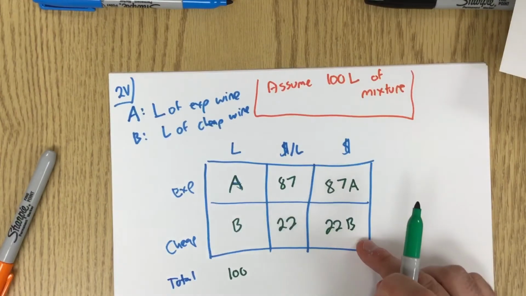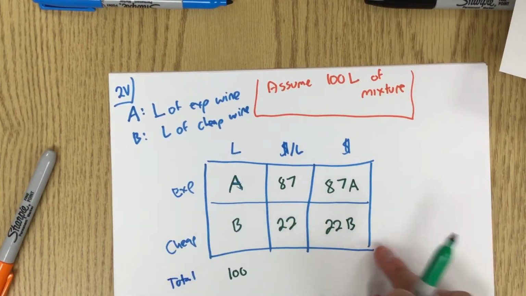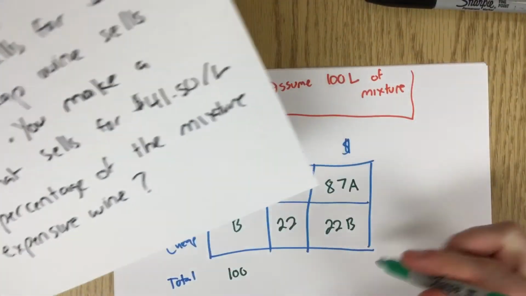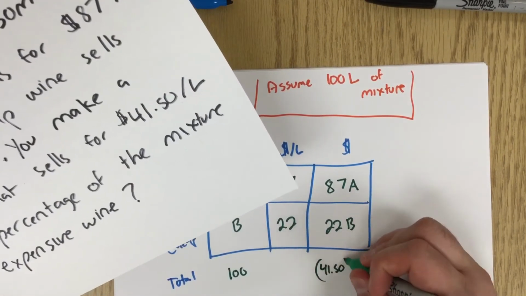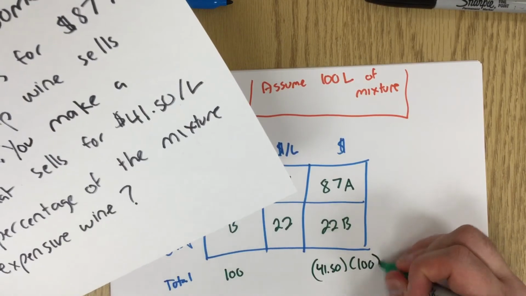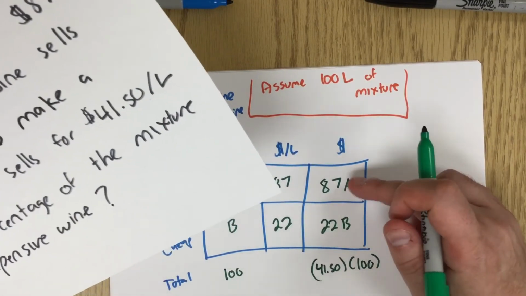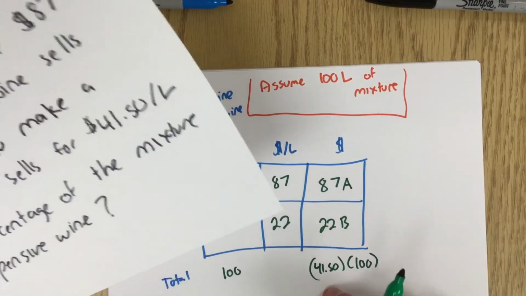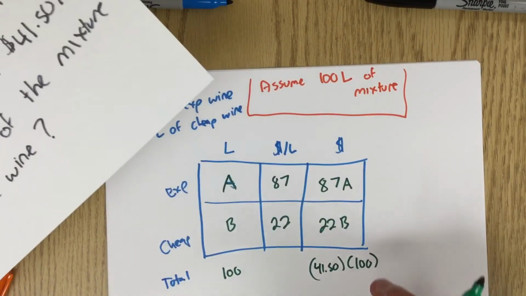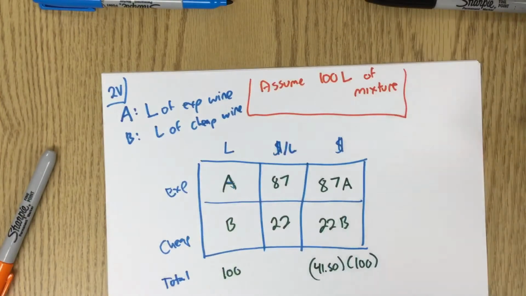And the total price, we have to be careful. So it's going to be 100 liters times the price of $41.50. So it's going to be the $41.50 times the 100 liters. Kind of using the same format here. It's going to be the price per liter times the number of liters. Price per liter, number of liters. Price per liter, $41.50. Number of liters, 100.